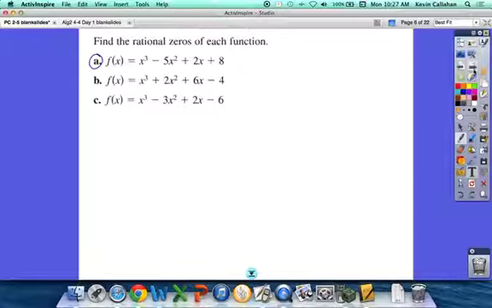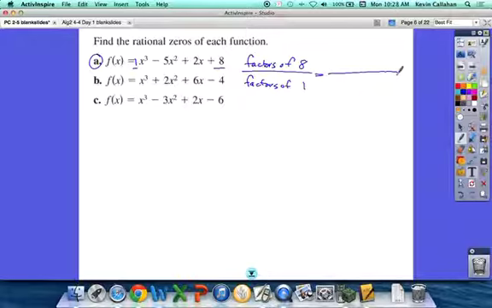If we're going to find rational zeros, then we're going to make a list of all the possible factors of 8 divided by the factors of 1, right? So factors of 8 divided by the factors of 1. Okay, well, what are the factors of 8? 1 times 8, 2 times 4.